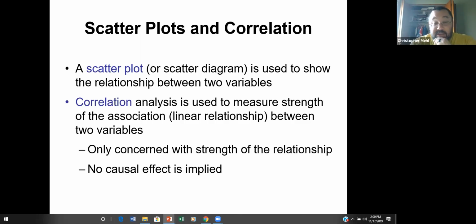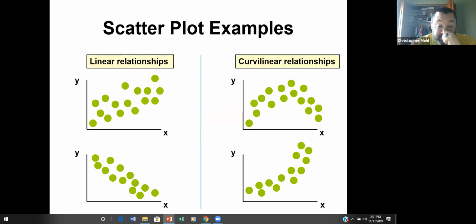A scatter plot or scatter diagram is one tool that will help show the relationship between two variables. You can follow that up with correlation analysis. That's finding the correlation coefficient, and that will tell you the strength of the linear relationship between those two variables. Note that that's only the correlation, though. We've said this before: causal effect is not implied, not answered by correlation. It's only really concerned with the strength of the linear relationship, not the relationship itself. But let's look at some scatter plot examples here.